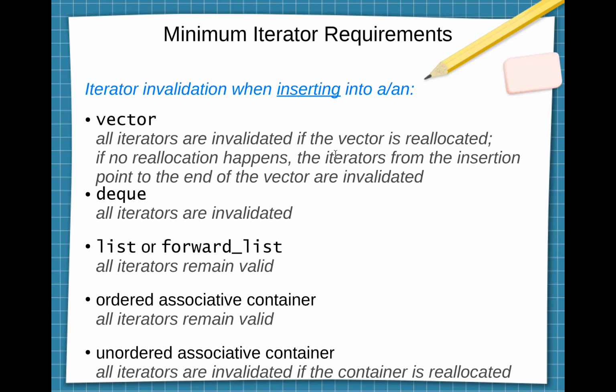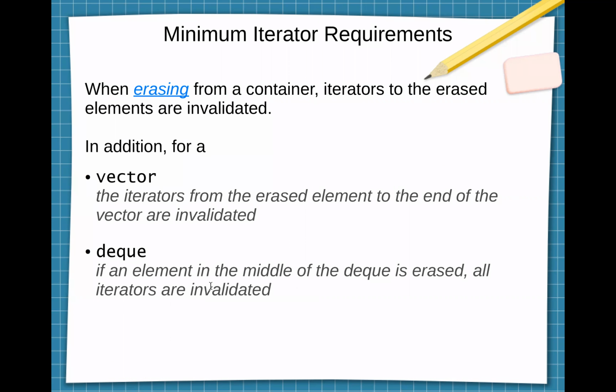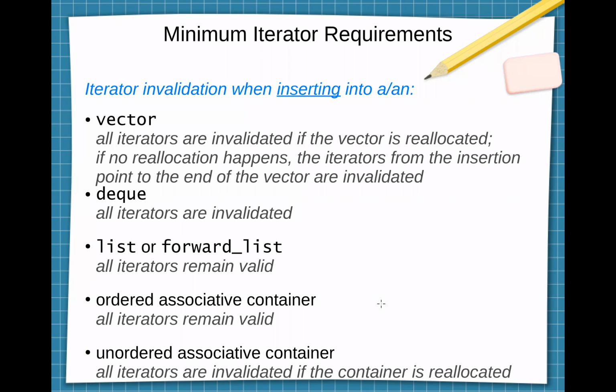Now, if we discuss the insertion and deletion operations, so here I'm talking about insertions and here about deletions, or erasing operations. When can iterator invalidation happen? For example, if we have a vector and the vector is reallocated, all iterators are invalidated. If no reallocation happens but we have an insertion, then the iterators from the insertion point to the end of the vector are invalidated, because the elements are shifted, so the previous iterators are not valid anymore.